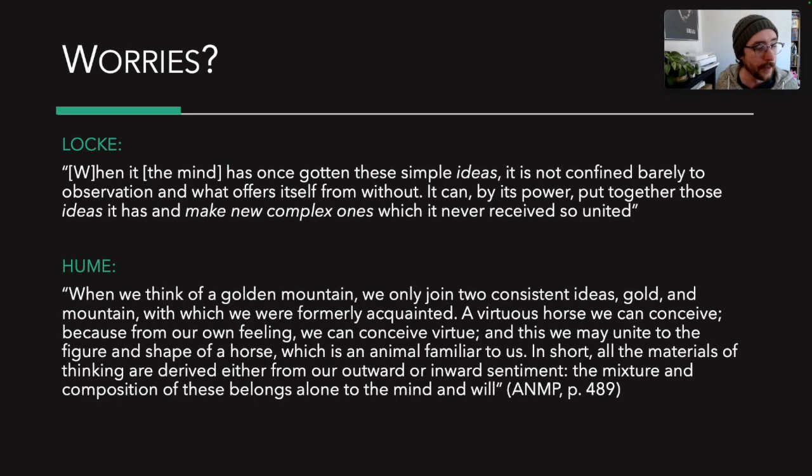Hume gives an example here. He says, when we think of a golden mountain, we only join two consistent ideas, gold and mountain, with which we were formerly acquainted. So I've never experienced a golden mountain. But the claim here is complex ideas do not need to match a specific impression we've had, because they're not direct copies. But the empiricist can still explain how we acquire those from experience by saying how we get the parts from copying prior impressions we've had. I am formerly acquainted with a mountain, and thereby get the idea of a mountain. I'm formerly acquainted with the experience of gold, and I get the idea of gold. And now through the operation of the mind, I take these ideas that I got from experience and I combine them into a new one, the golden mountain.